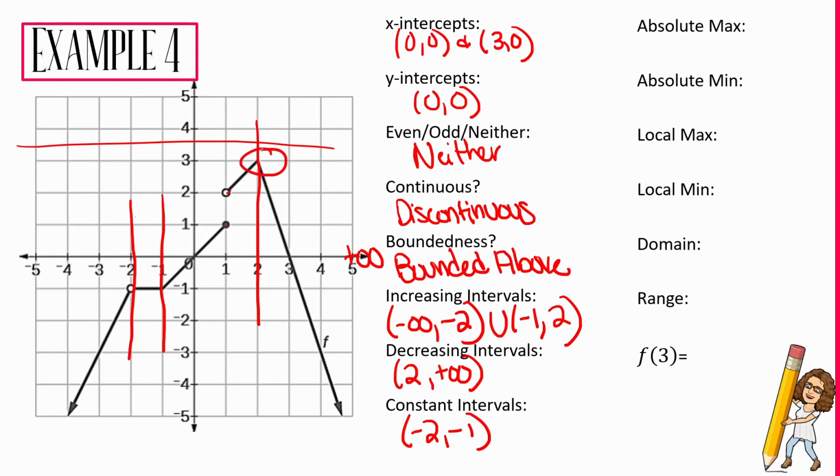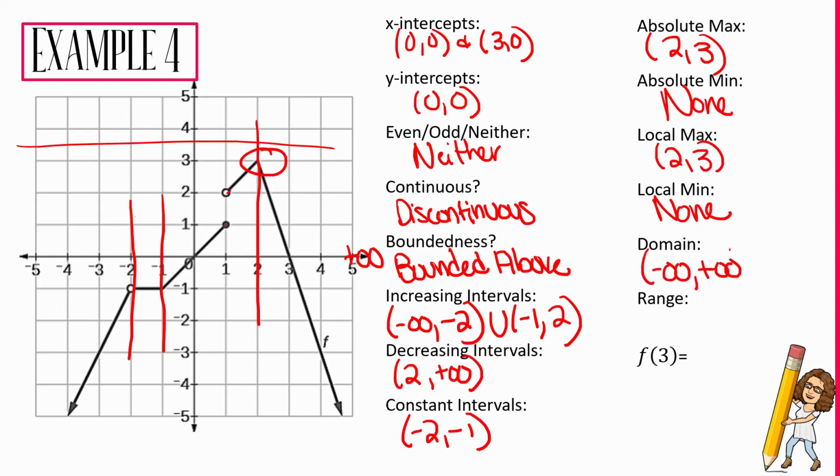Absolute maximum, we do have one. It is right there. It is at (2, 3). We don't have a minimum. This is not a minimum because it does not go from decreasing to increasing. We do have another local max. It's the absolute max. We do not have a local minimum. My domain looks like it's going all the way to the left, all the way to the right. My range, all the way down, but we do stop at 3 there.